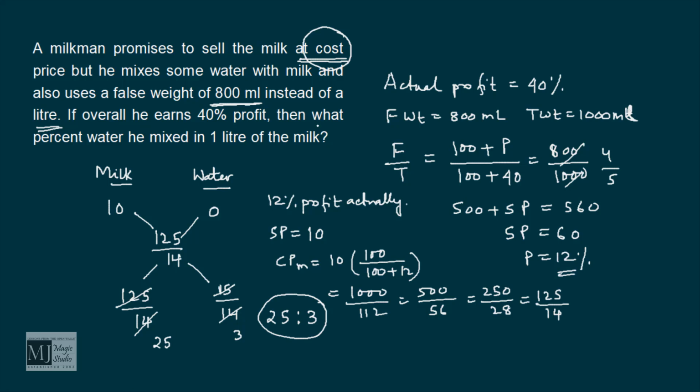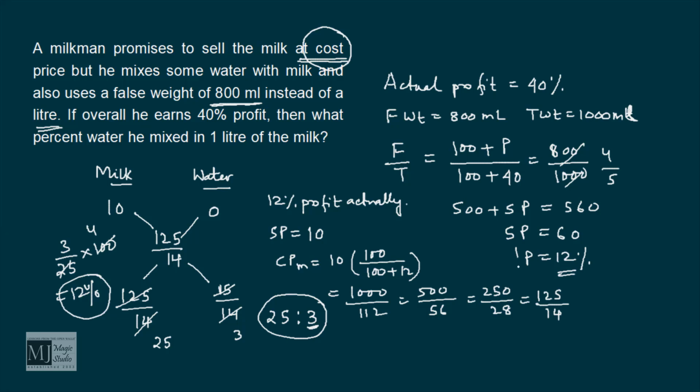What is the question? What percent water is mixed in 1 liter of milk? In 25 liters we have 3 liters of water. So we are looking out for 1 liter. So how much is 3 by 25 as a percentage? That comes to 12%. That was the detailed concept regarding this.